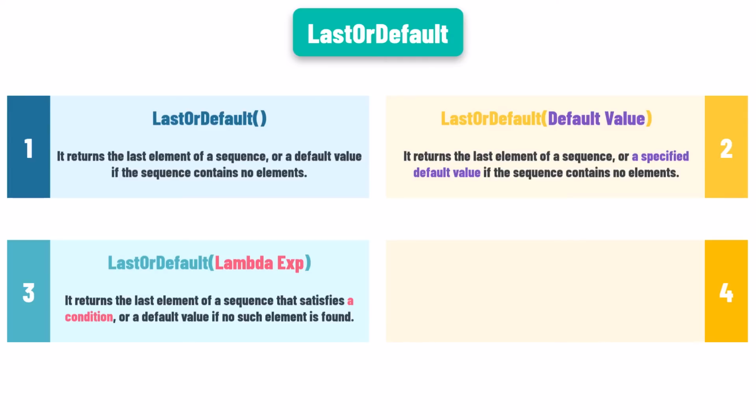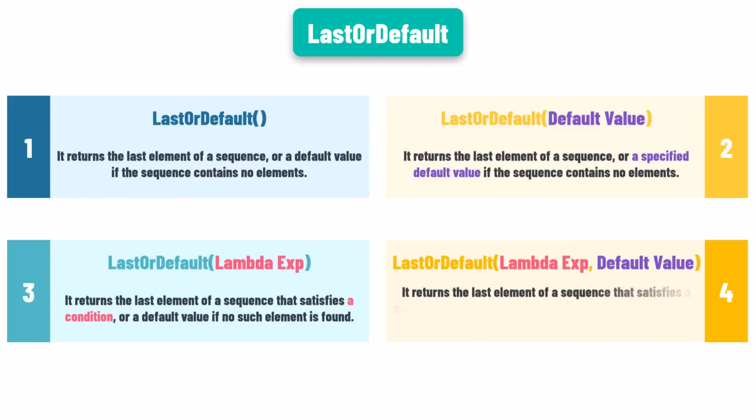The last overload is used with a lambda expression and a default value. It returns the last element of a sequence that satisfies a condition, or a specified default value if no such element is found. Here we also get the last element, or the default value we entered inside the braces if the sequence is empty. These are the four overloads of the LastOrDefault method. Let's check the following example to understand them better.